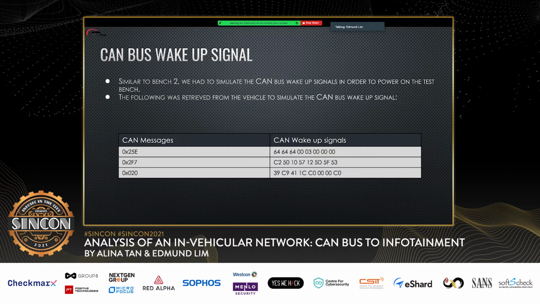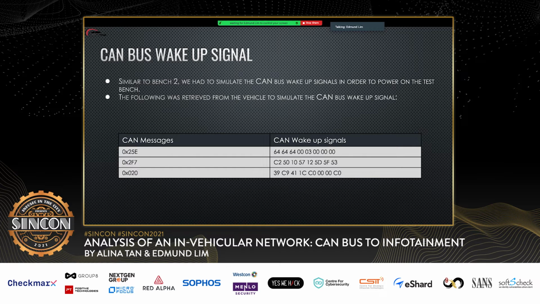So to do this, we had two ways. One is to fuzz out the CAN wake-up signal. However, this will prove to be very tedious as we do not know the baud rate of the CAN bus. And the second way, which is what we did, is through reversing the CAN signals that we retrieved from an actual vehicle. So we were able to determine the CAN bus baud rate, and we were able to identify some CAN messages to simulate the CAN wake-up signal.